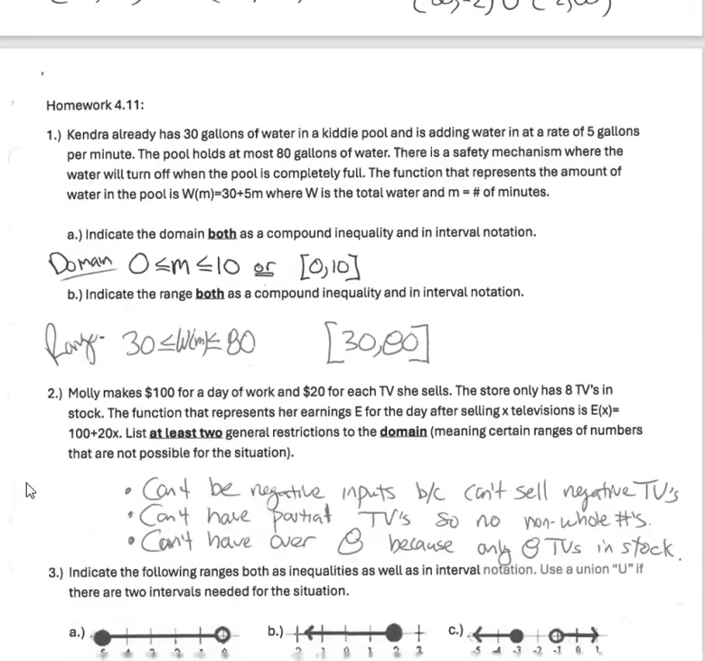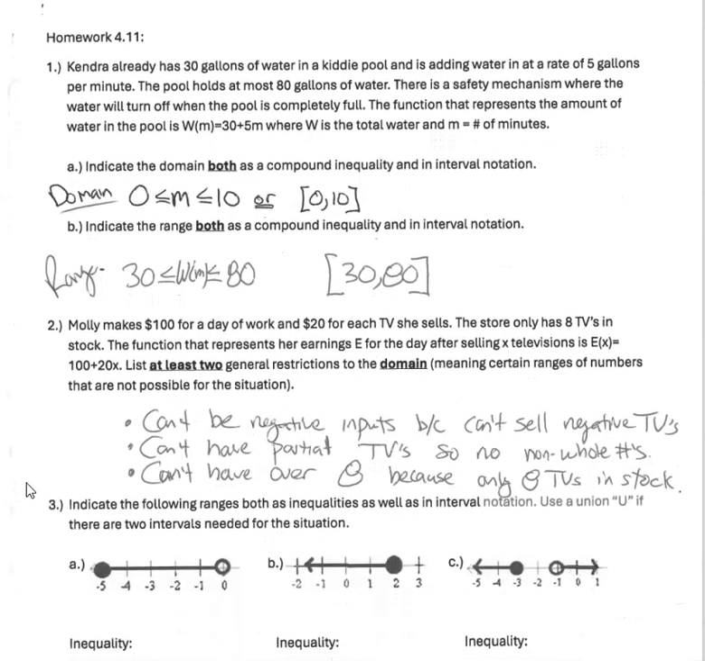Now let's take a look at the homework here. On this one right here, it's talking about someone who already has 30 gallons of water in a kiddie pool. They're adding 5 gallons per minute, and the pool can hold at most 80 gallons of water. There's a safety mechanism that turns off the water when the pool is completely full, so it doesn't overflow. The function is going to be W of m equals 30 plus 5m, where W is the amount of water and m is the number of minutes. Indicate the domain as both a compound inequality and interval notation.